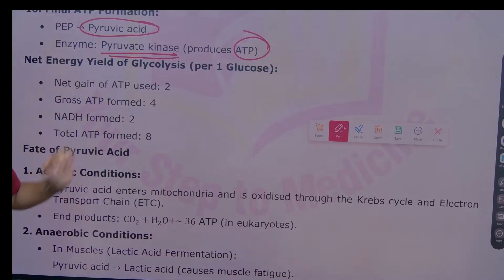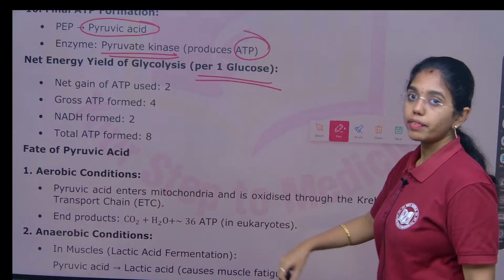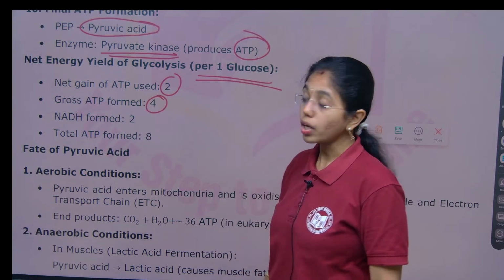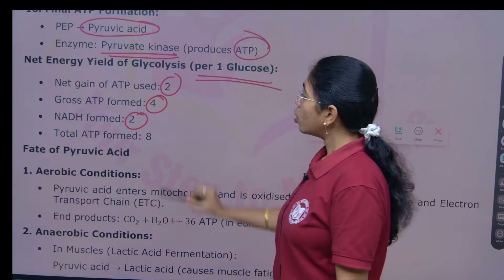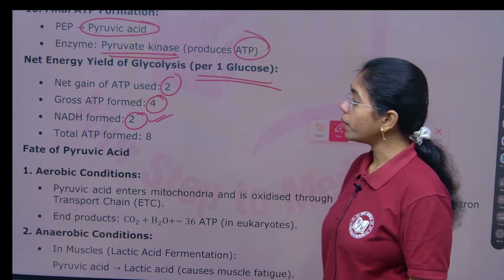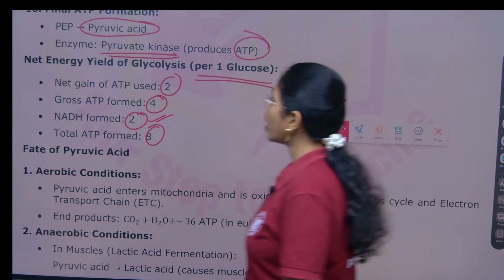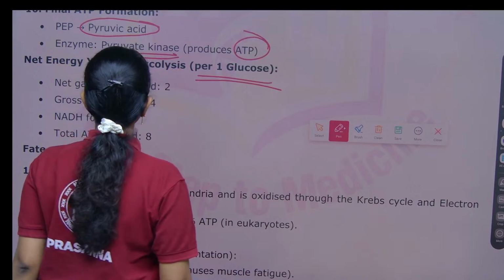Net energy yield of glycolysis per 1 glucose. Per 1 glucose, what is the net energy release? Net gain of ATP used is what? 2 ATP. Gross ATP formed is what? 4 ATP. NADH formed at the 6th step, 2 NADH are formed, and here total ATP formed is 8 ATP. How are you calculating this? First you see 2 ATP. Net gain of ATP is 2 ATP.